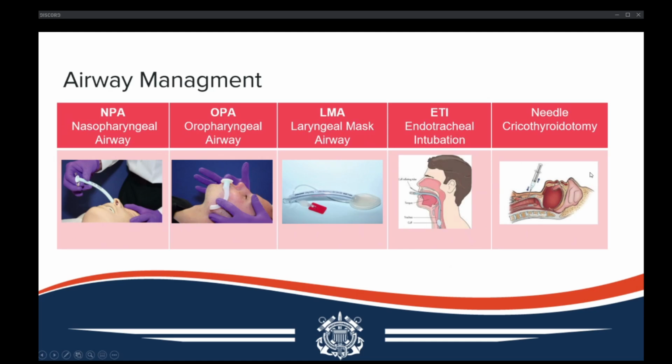So the last step in the airway management ladder is what we call needle cricothyroidotomy. It's a mouthful.